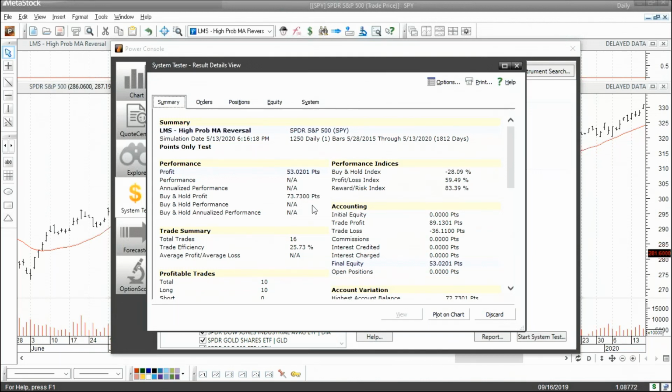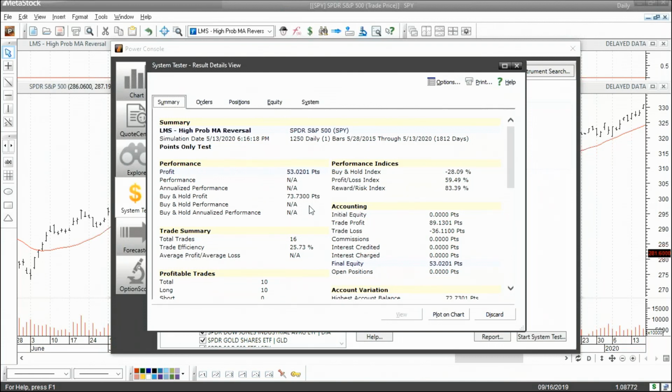For example, for the SPY, you'll notice that we tested 1,250 bars, which went back approximately the last 5 years, through May of 2015. The profit was 53 points, and the buy and hold was 73 points. So the first question is, okay, well, hold on. That didn't even beat the buy and hold. I mean, maybe this isn't a great system. And I know a lot of people stop at this point and they just start to look for something else.